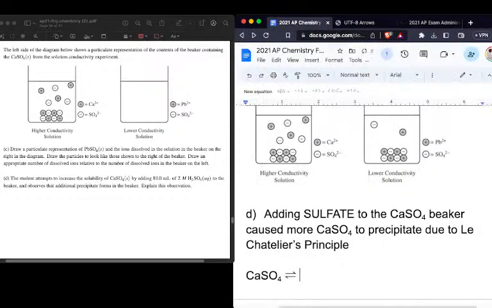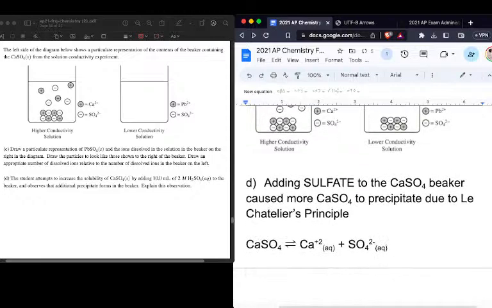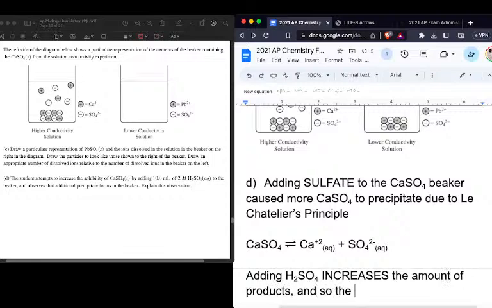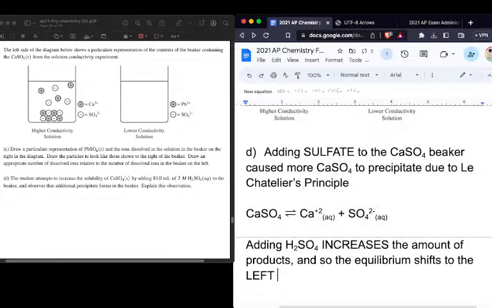Bam! CaSO4 breaks apart into its ions. Ca2+ (aq) plus SO4 2- (aq). Adding H2SO4 increases the amount of products, and so the equilibrium shifts to the left to counteract this change.